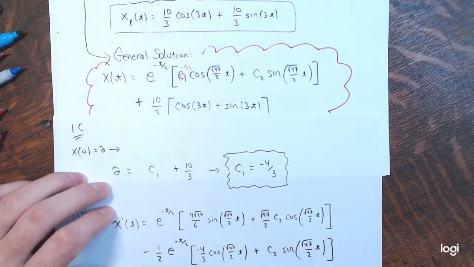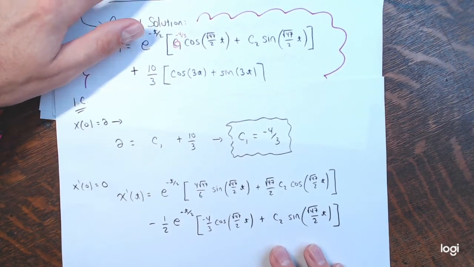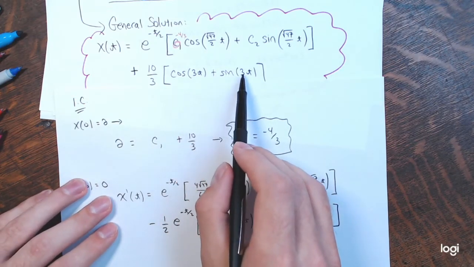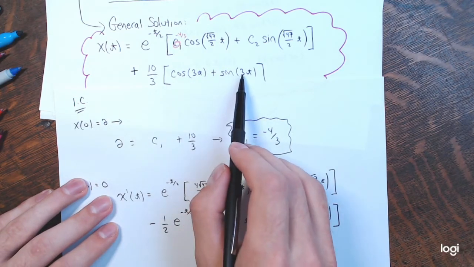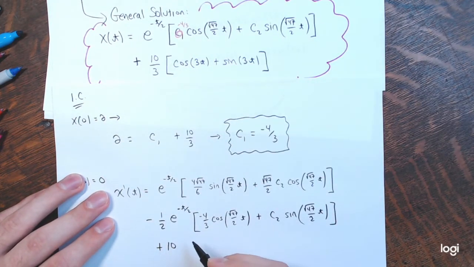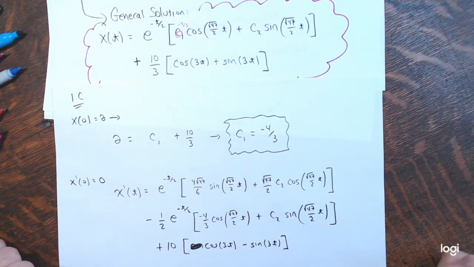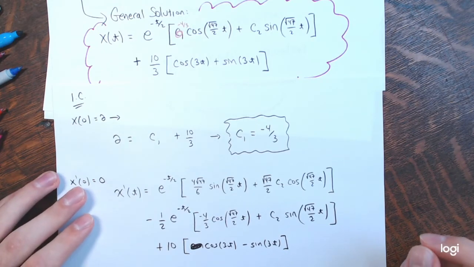And then we have here some pretty easy ones. In both of these, a 3 would come out, this one negative 3 and this one positive 3, so pull the 3 out, you'd have then plus 10 times sine of 3t, or sorry, cosine of 3t, minus sine of 3t. Okay, so there's the derivative.